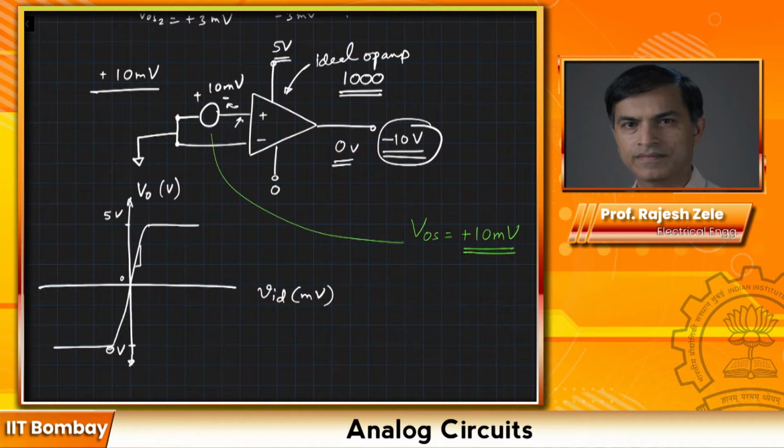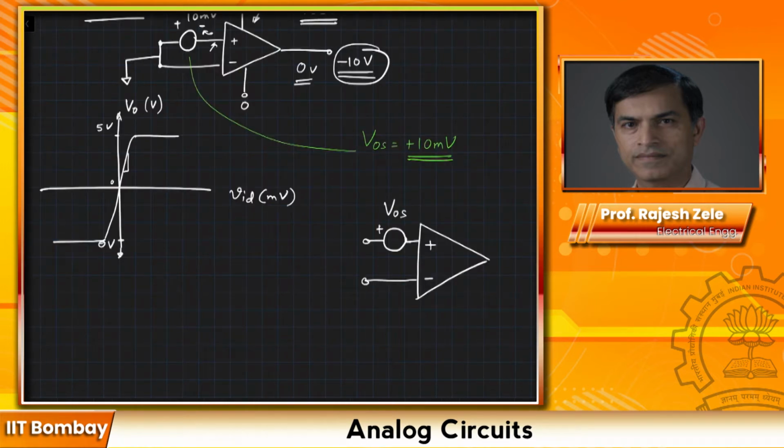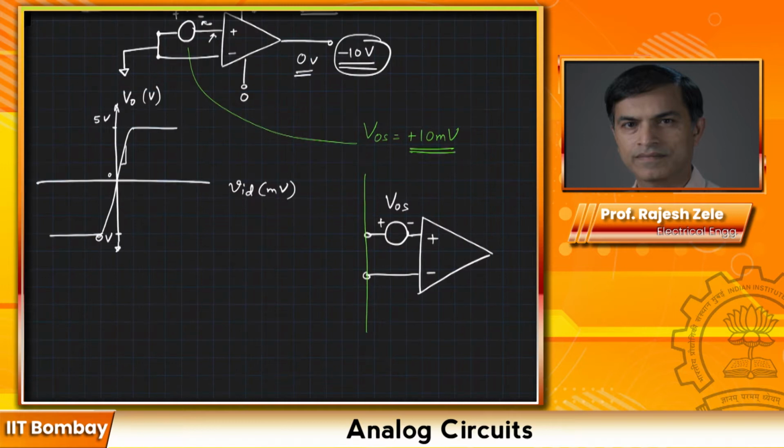Let me draw a separate picture for you so that it's easy to understand. This is VOS plus minus, and now this becomes our new op-amp right here. We can create this model of the op-amp which has the offset voltage built in, like this. So this becomes our V out, this becomes our positive input, and this becomes our negative input.